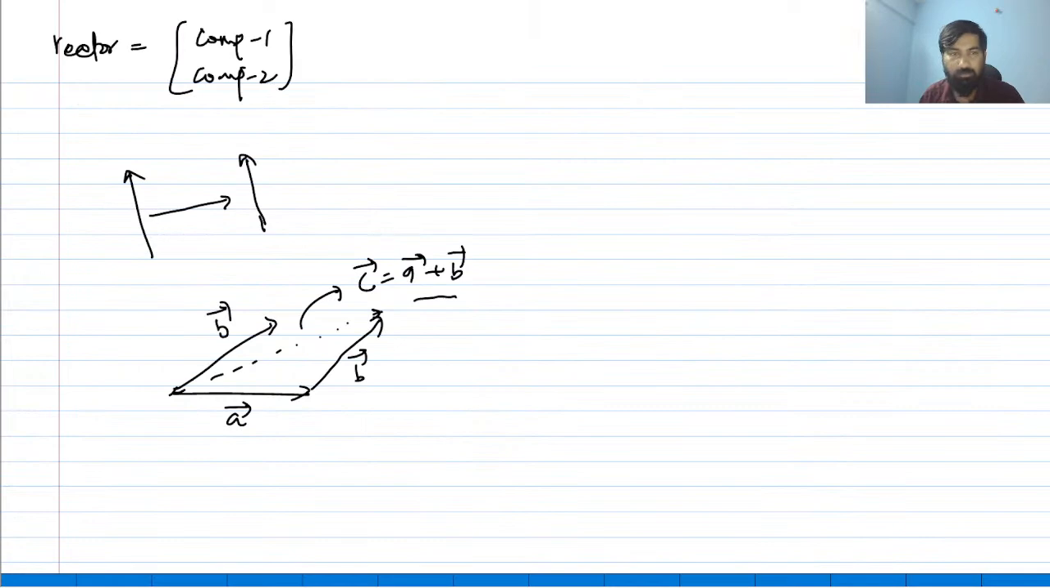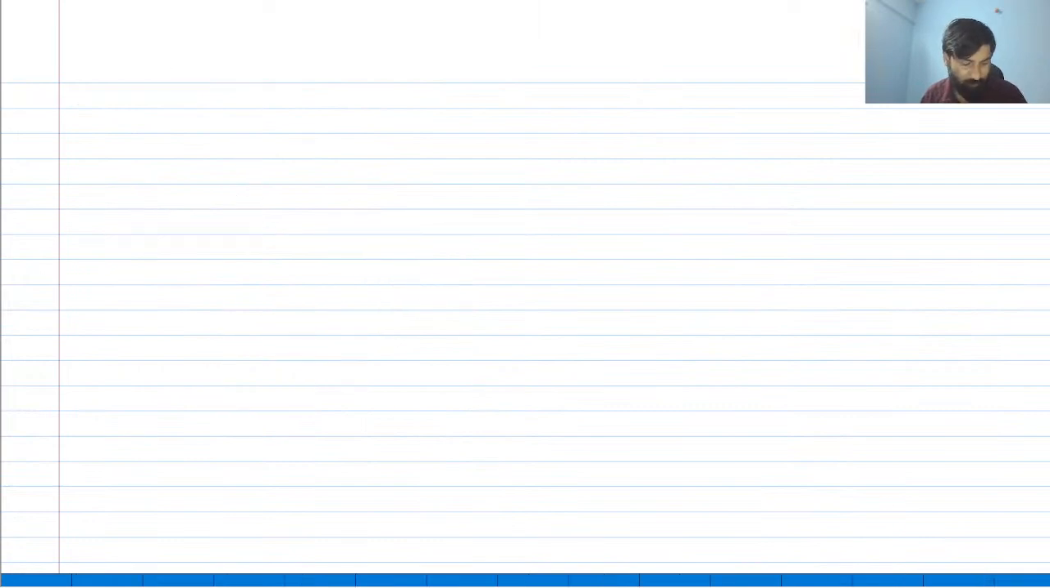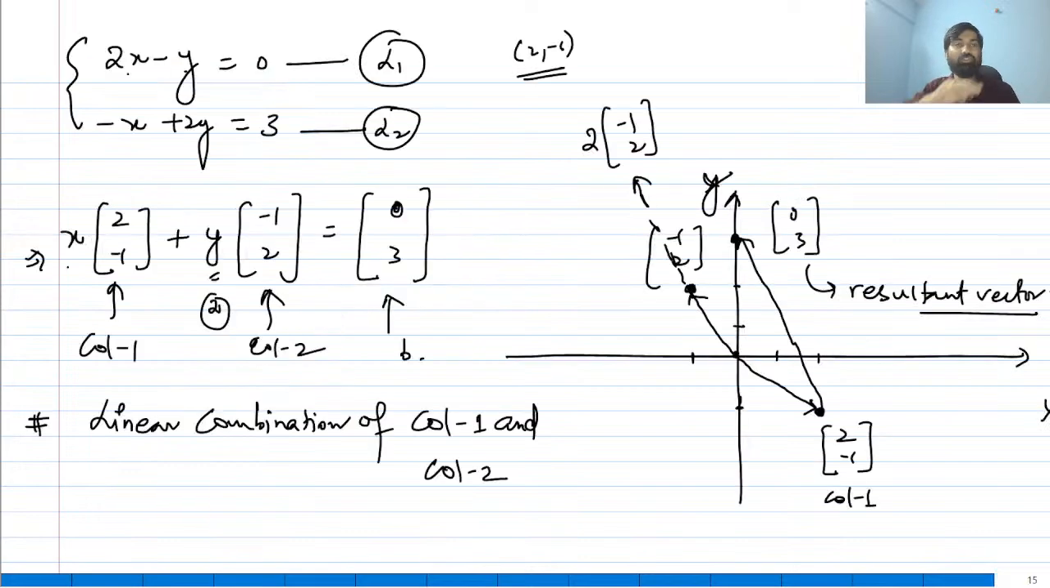Okay, I will be taking one more example, guys, so that you can understand this concept better. So let me take one more example. Just I'm going to take one example so that you will understand. So please note down these points for the moment, okay? So this is how we show the linear combination of column 1 and column 2, and this is also known as a column picture.